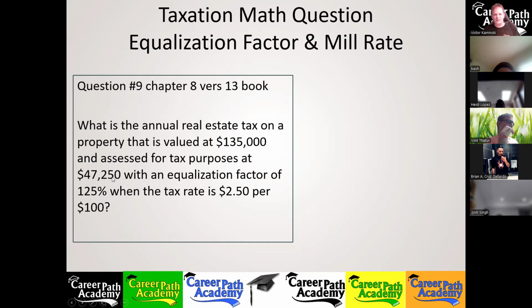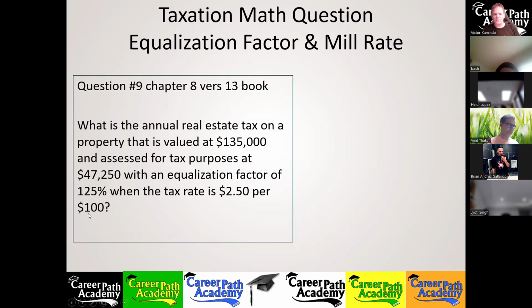It's 47,250. But in this problem, they gave an equalization factor. Remember when I told you if you get an equalization factor, you need to calculate that first? So what we're going to do is we're going to take the assessed value and multiply it by 125%, which is 1.25.